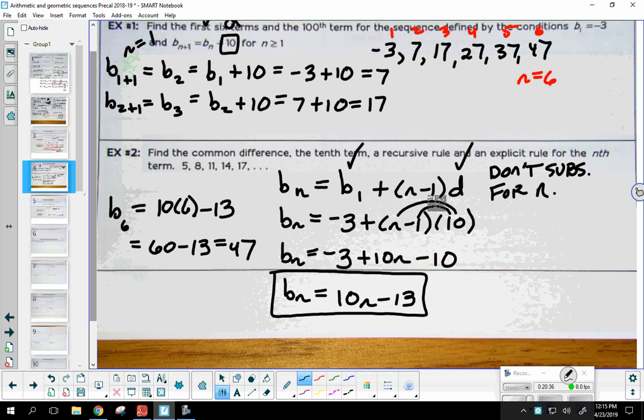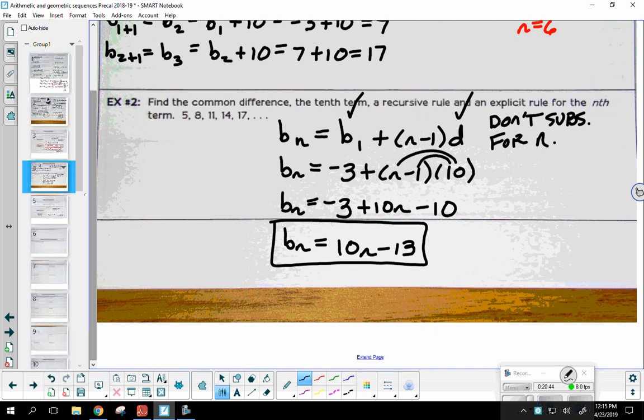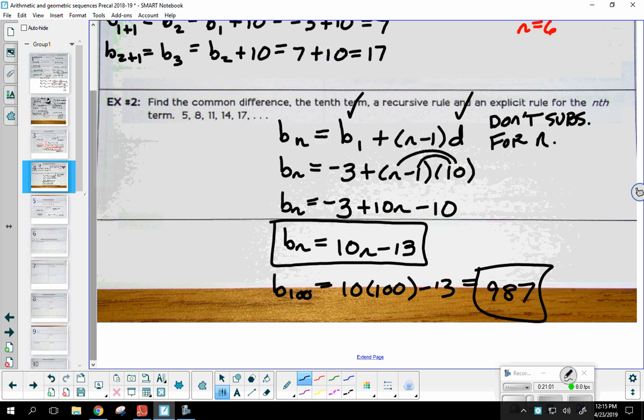So how am I going to find the 100th term? Oh, plug in 100. Plug in 100 for n. That's exactly right. See, that's why the explicit is so nice. So b sub 100 is equal to 10 times 100 minus 13. So what's 1,000 minus 13? That would be the 100th term. That's it.